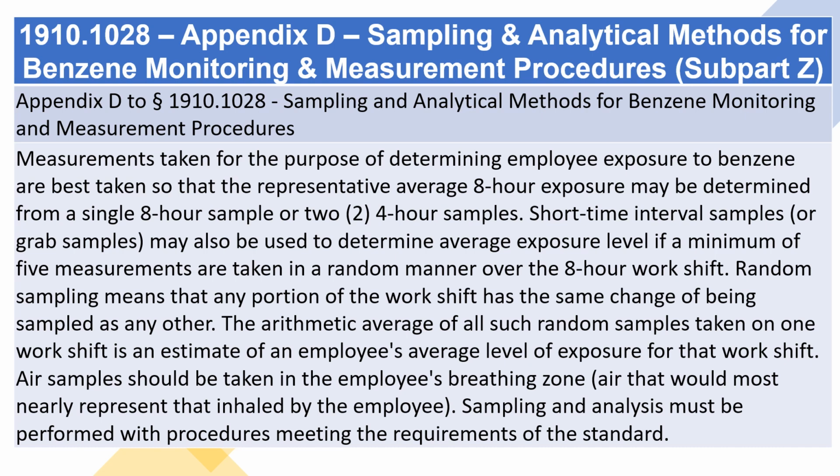Random sampling means that any portion of the work shift has the same chance of being sampled as any other. The arithmetic average of all such random samples taken on one work shift is an estimate of an employee's average level of exposure for that work shift. Air samples should be taken in the employee's breathing zone, air that would most nearly represent that inhaled by the employee. Sampling and analysis must be performed with procedures meeting the requirements of the standard.